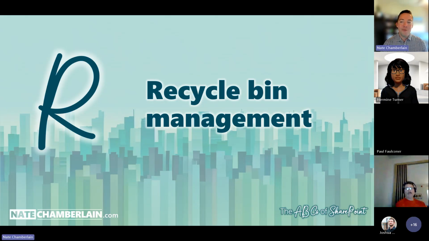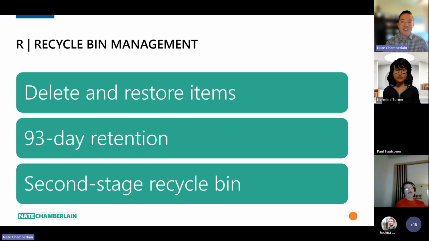All right, R is for recycle bin management. So with your recycle bin, of course, you can delete items from lists, you can delete files from libraries, you can delete pages, you can delete sites, right? Lots of deletion possibilities if you're really into it. But you can also restore these items. The key there with lists and libraries is you can restore items within 93 days. After 93 days, items that are in your recycle bin are permanently deleted.